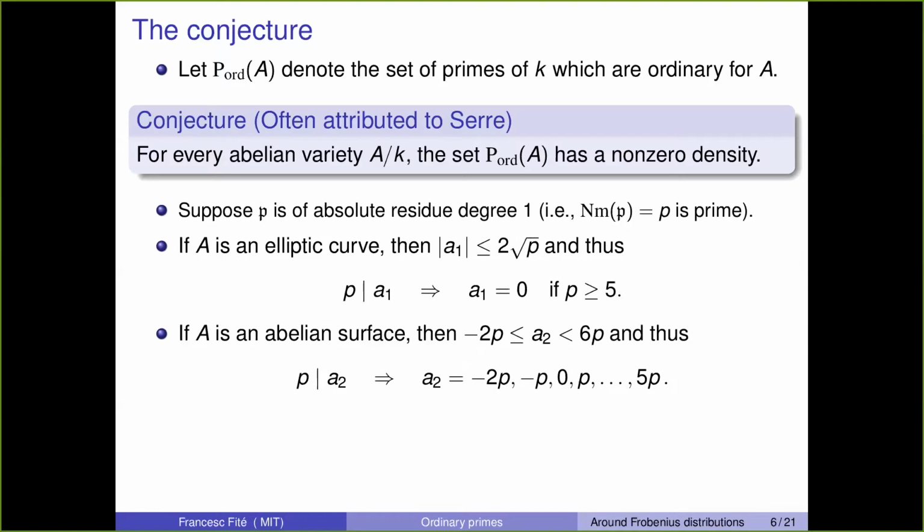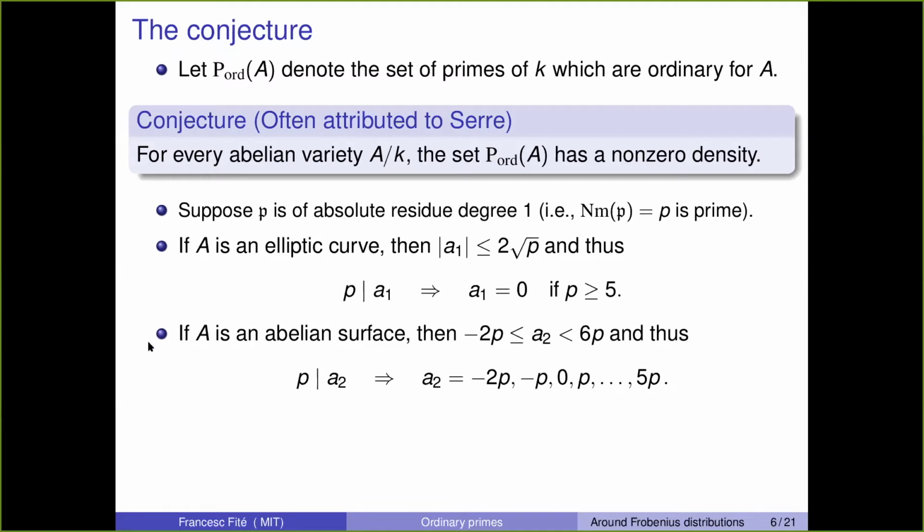So yeah, in this case, if A is an elliptic curve, then the Hasse-Weil bound tells us that the central coefficient of the characteristic polynomial of Frobenius, which is just the trace of Frobenius in this case, has an absolute value which is bounded by twice the square root of P. And therefore, a prime can only fail to be ordinary if this a1 is 0, at least if P is large enough. So non-ordinary primes are really special.